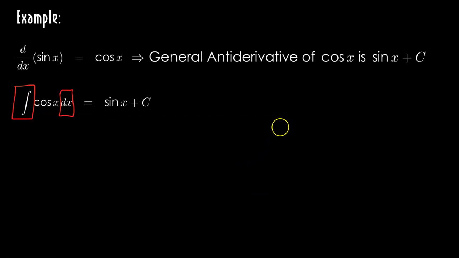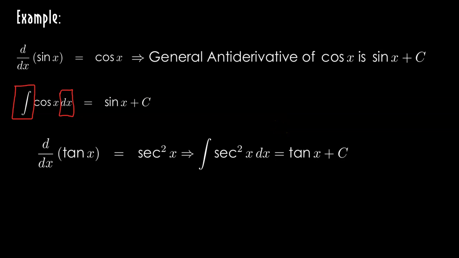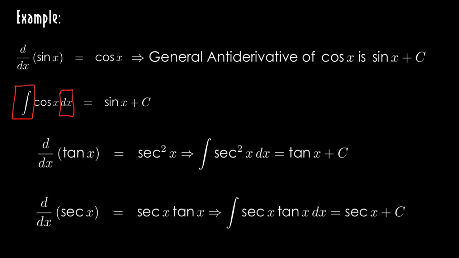So let's see what else you know. You know the derivative of tan is secant squared, so the integral of secant squared is tan x plus c. You know the derivative of secant is secant x tan x, so you know that the integral of secant x tan x is secant x plus c.